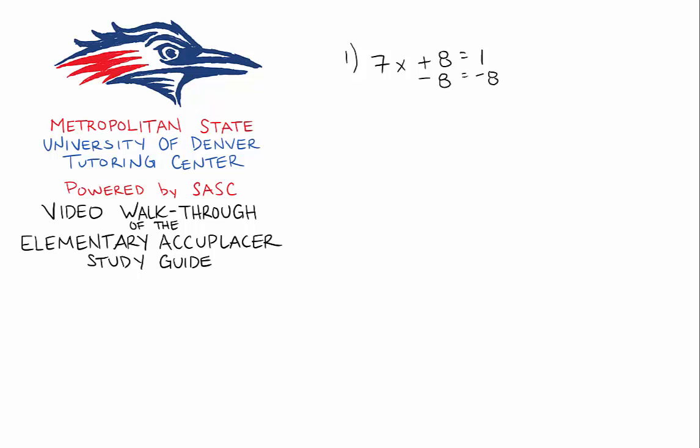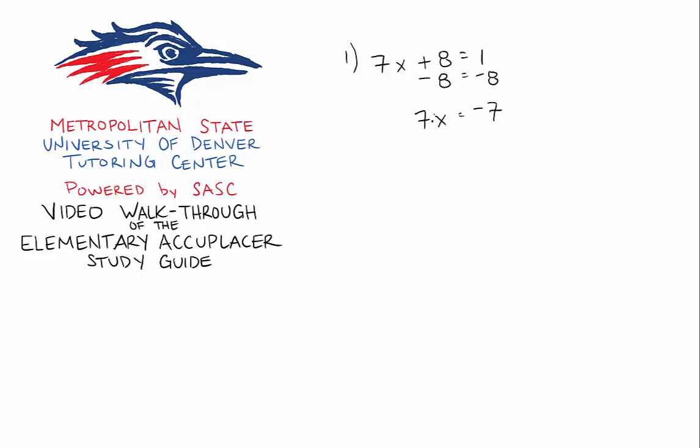And I'm going to be going through these problems not quickly, but I'm not going to explain every step that I do. So if you do need any further explanation, please refer to the previous video or come into the tutoring center. And so when we do that, when we say, well, we have 8 minus 8, that's just 0. So over here I have 7x plus 0, or just 7x, equals 1 minus 8 is negative 7.